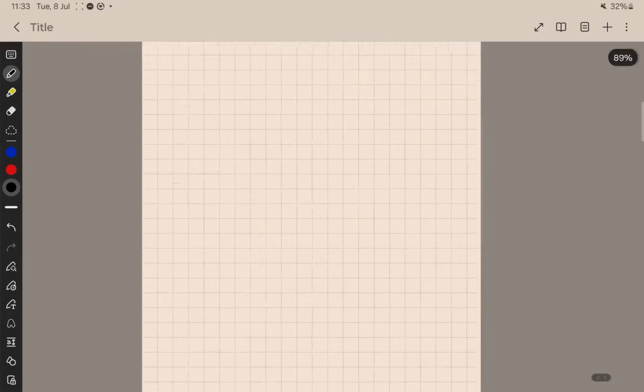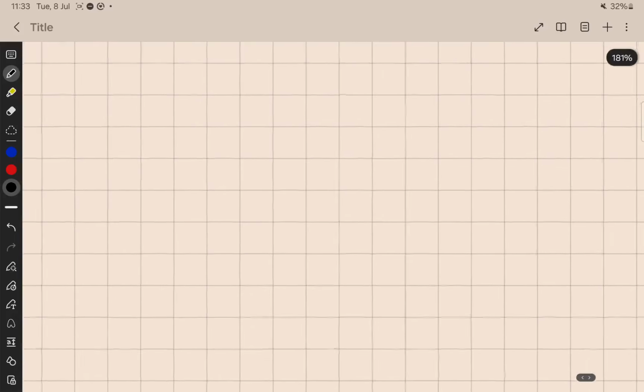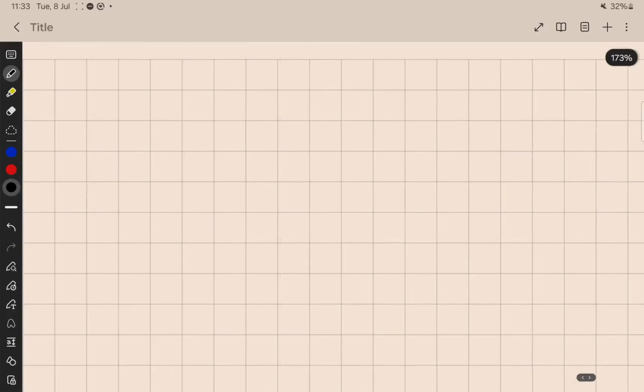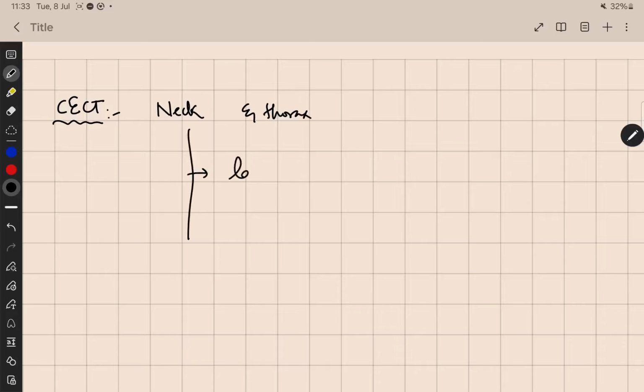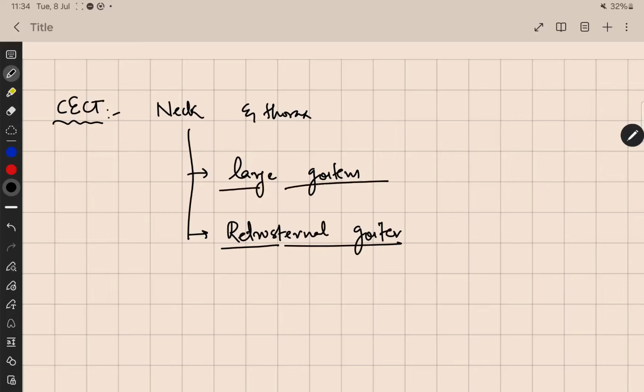Suppose we are suspecting any further extension to the neck or to the thorax, then we always have to do CECT to look at the neck and thorax. In case of large goiters, large swellings, and one more thing, retrosternal goiter, in these two cases we have to go for CECT.